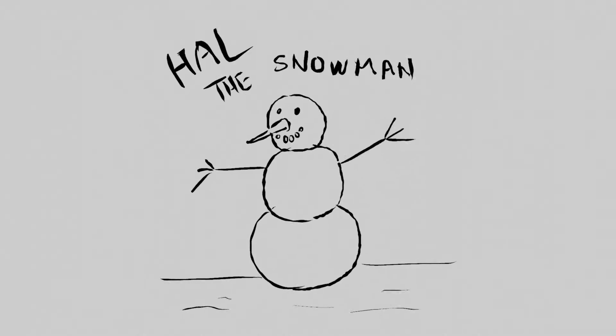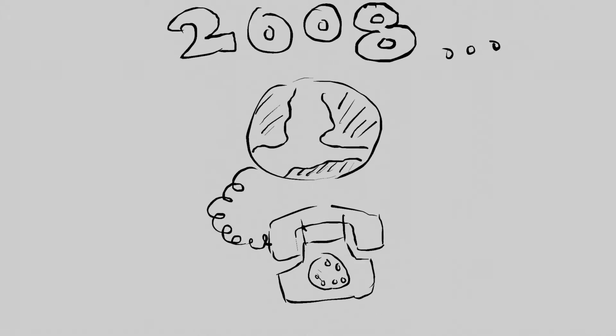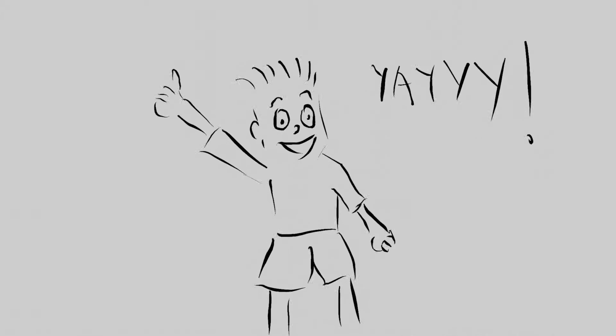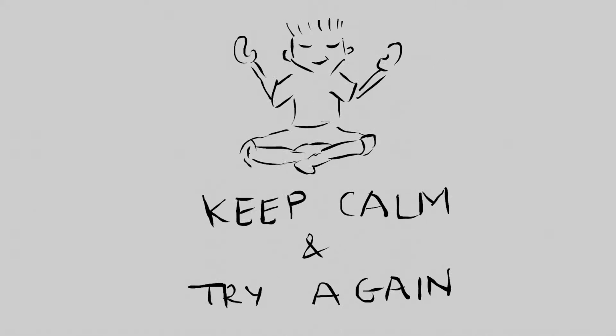Meet Hal, the snowman. Hal and I go way back. It was 2008, the time of slow internet connection and an old version of Blender. I downloaded a PDF in which there were specific instructions to make a snowman pal for yourself. I was pretty excited, and it took me 3 hours back then. So don't worry if you don't immediately get things right. With practice and with time, it will all get better.